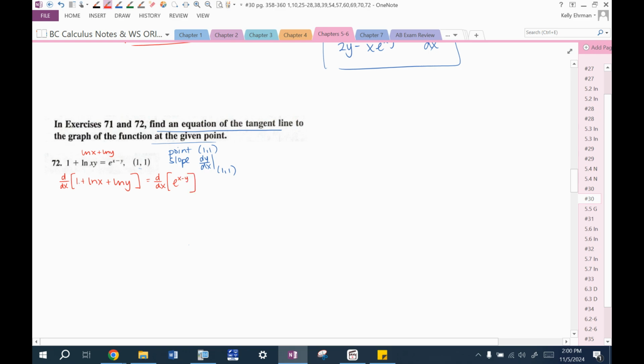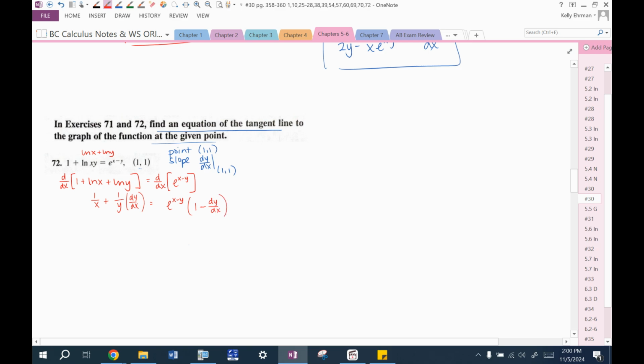All right, so what's the derivative of 1? That's 0. Derivative of ln x is 1 over x. Derivative of ln y is 1 over y dy dx. The derivative of e to the u is e to the u times u prime. So what's the derivative of x minus y? The derivative of x is 1 minus the derivative of y, dy dx.